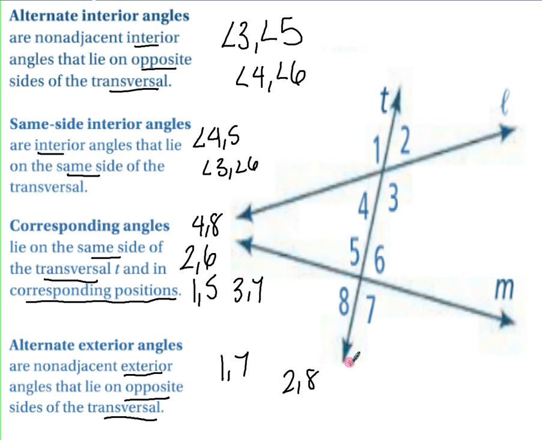Okay, so I have multiple pairings, right? Alternate interior angles, I've got 2 pairs. Same side interior angles, I've got 2 pairs. Corresponding angles, I have 4 pairs. And alternate exterior angles, I have 2 pairs. Okay. So we're going to go through and use these a little bit later to find angles. Okay. There's certain things about these 4 pairings that are true.